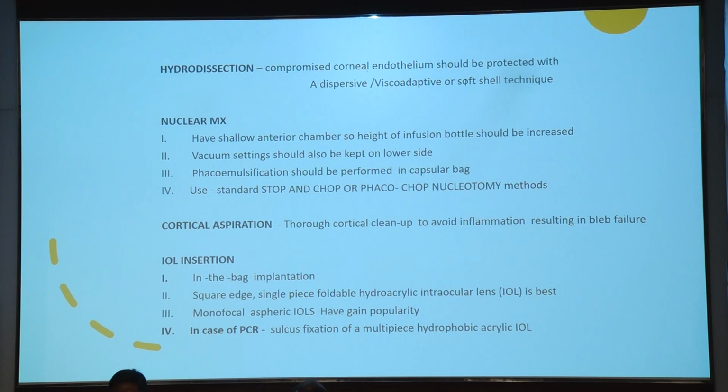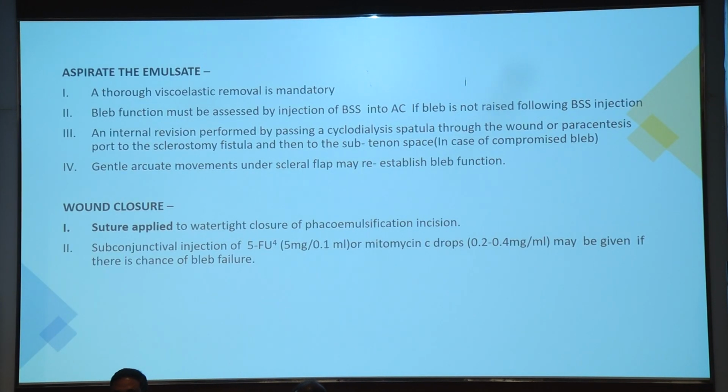Square edge, single piece, foldable hydrophobic acrylic intraocular lens is best. Monofocal aspheric IOLs have gained popularity. In case of a PCR, sulcus fixation of a multi-piece hydrophobic acrylic IOL can be done. A thorough viscoelastic removal is mandatory. Bleb function must be assessed by injecting BSS, which we all do at the end of trabeculectomy.